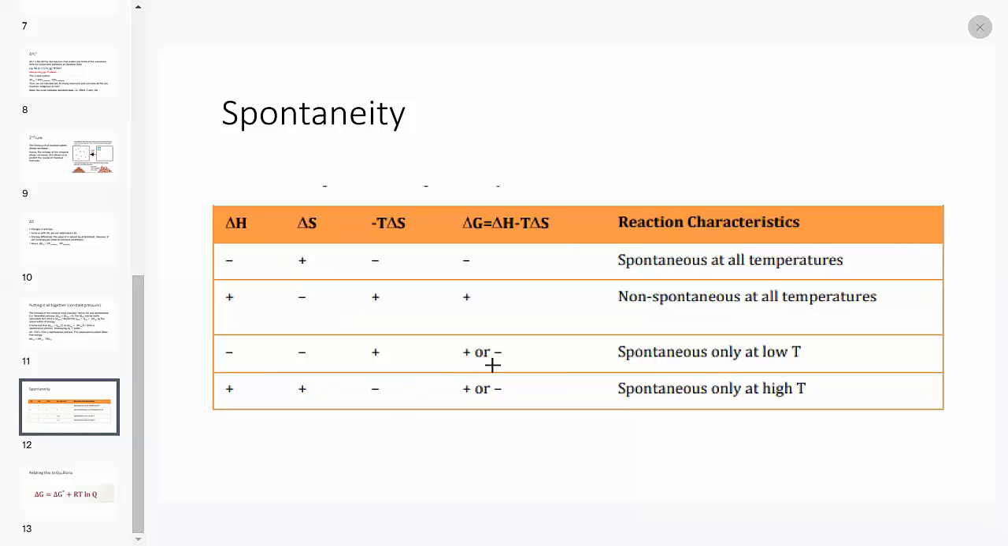And of course, we have these cases where we have these reaction characteristics. So I'll give you just a minute to copy down this table. Just copy down this table.